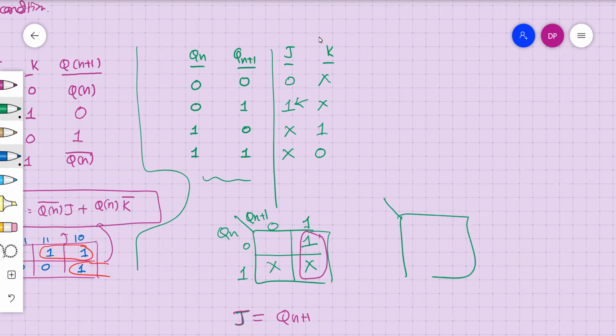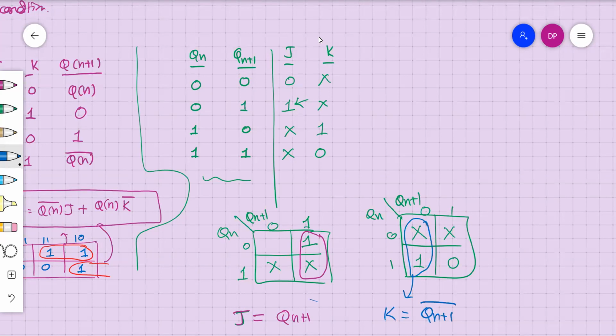Similarly, give an expression to K. Again, it is a two variable problem, right? This is Qn, this is Qn plus 1, 0, 1, 0, 1. So you can see this is don't care and 0, 1. This is also don't care and 1, 0. You have a 1 here. This is 0. So you can make a group over here, and express K. K is nothing but Qn plus 1 complement.